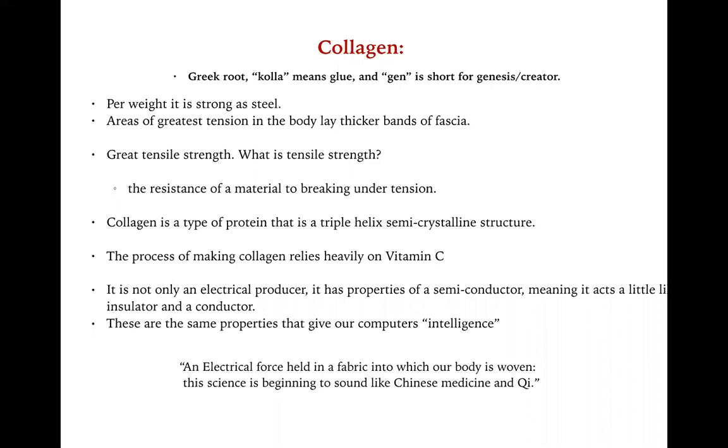So anyhow, collagen is a type of protein that is a triple helix semi-crystalline structure, right? We are crystalline in nature. Period. We are crystalline in nature. And continue to remember that as we practice, to feel that quality. Okay, we've discussed some of these properties already. Vitamin C is important. Collagen is an electrical producer. It also is a semiconductor, insulator, and so forth. And these are the same properties that give our computers intelligence, right? Those fiber optics.